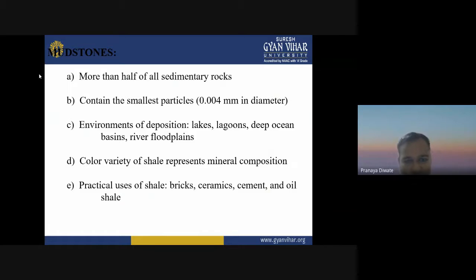Color varies with the mineral composition of the shale. The practical uses of shale are bricks, ceramic, cement, and oil shale. So that is the practical uses of shale.